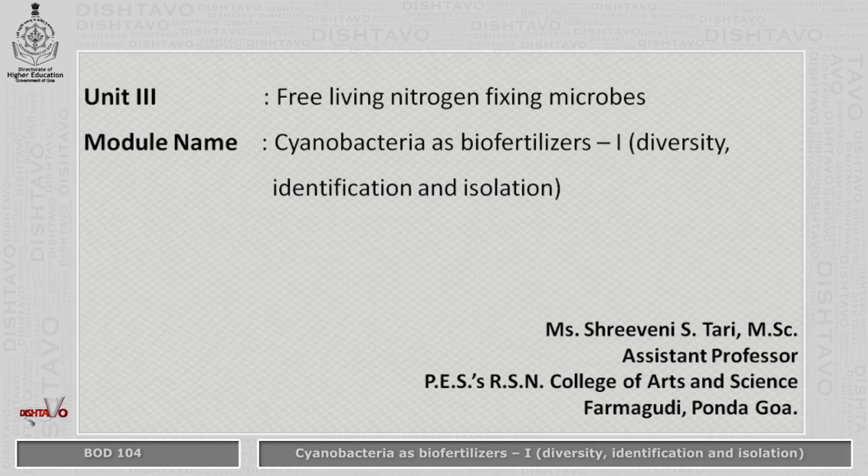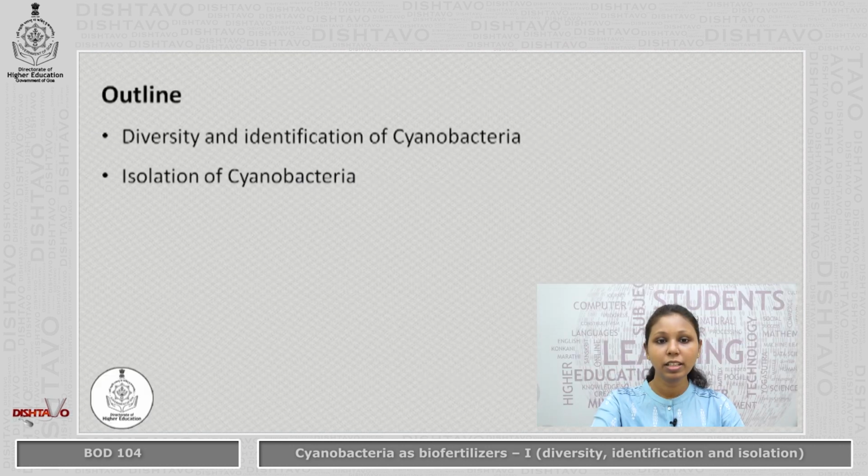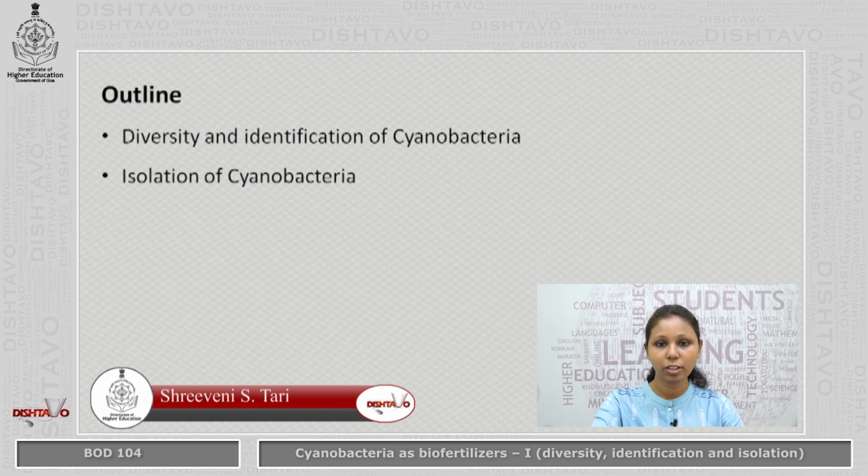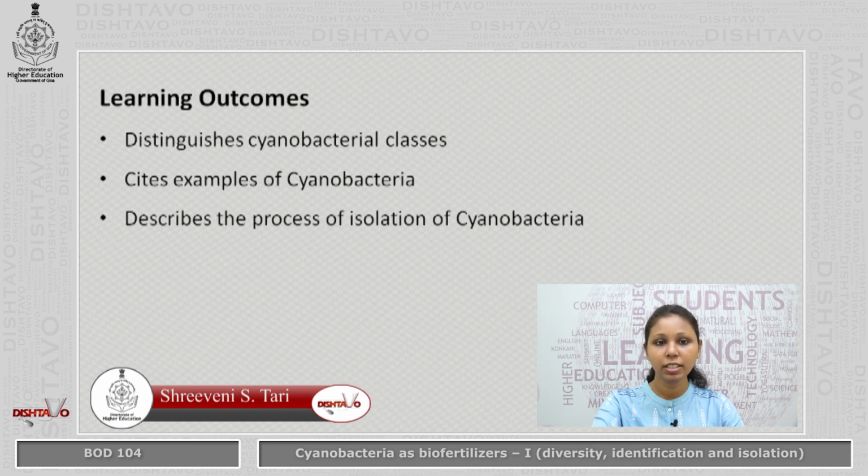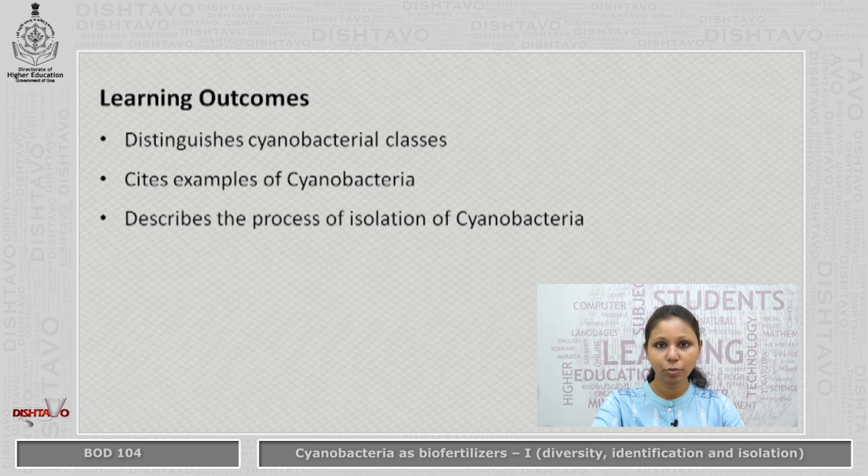Unit 3: Free Living Nitrogen Fixing Microbes. Module name: Cyanobacteria as Biofertilizers 1 - Diversity, Identification and Isolation. Myself, Ms. Triveni Tari from PSS RSN College of Arts and Science. The outline includes diversity and identification of cyanobacteria, and isolation of cyanobacteria. Learning outcomes: distinguishes cyanobacterial classes, cites examples of cyanobacteria, describes the process of isolation of cyanobacteria.